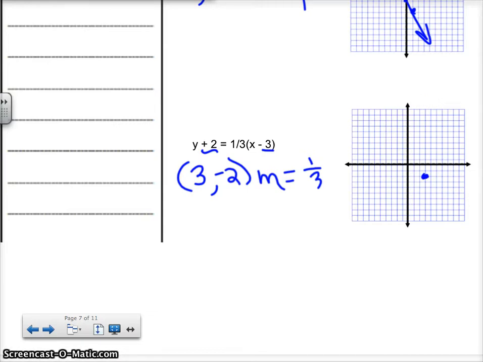And then use my slope. Up 1 over 1, 2, and 3. Up 1 over 1, 2, 3. Or down 1 the other way, 3. And that's my beautiful graph.